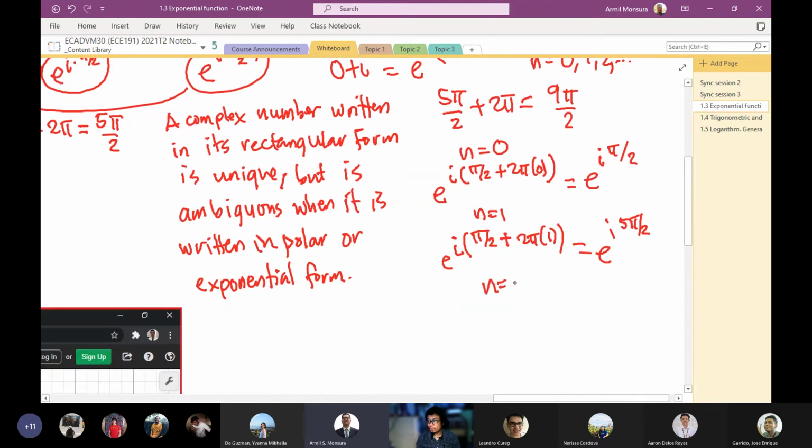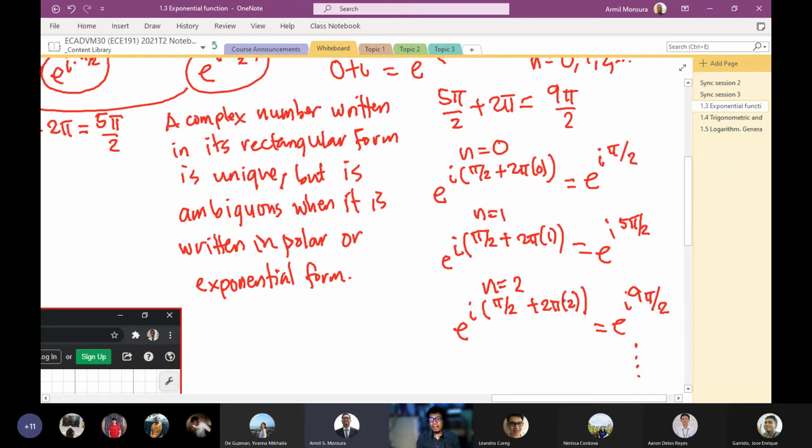And then when n is equal to 2, that becomes e raised to i times pi over 2 plus 2 pi times 2. So this is 4 pi plus pi over 2. So that should be equal to e raised to i times 9 pi over 2. Nawawala na yung sensitivity ng tablet ko. Ayan. And so on. Okay?